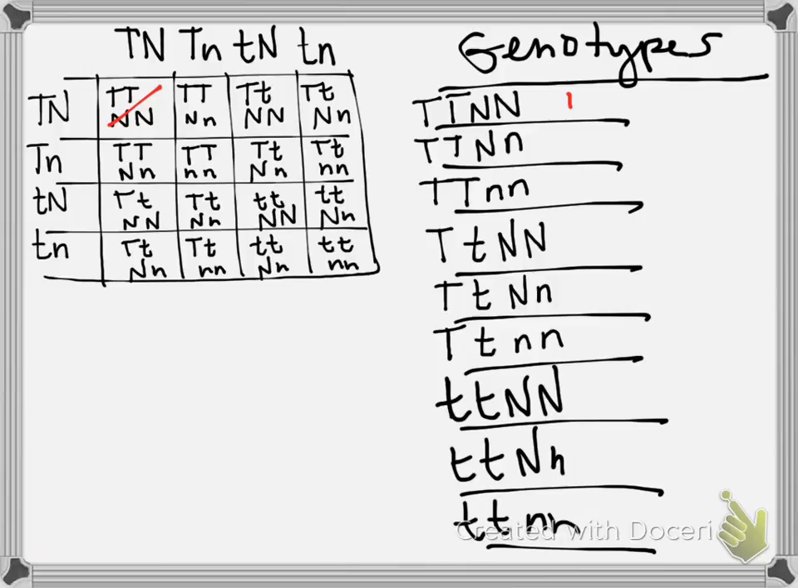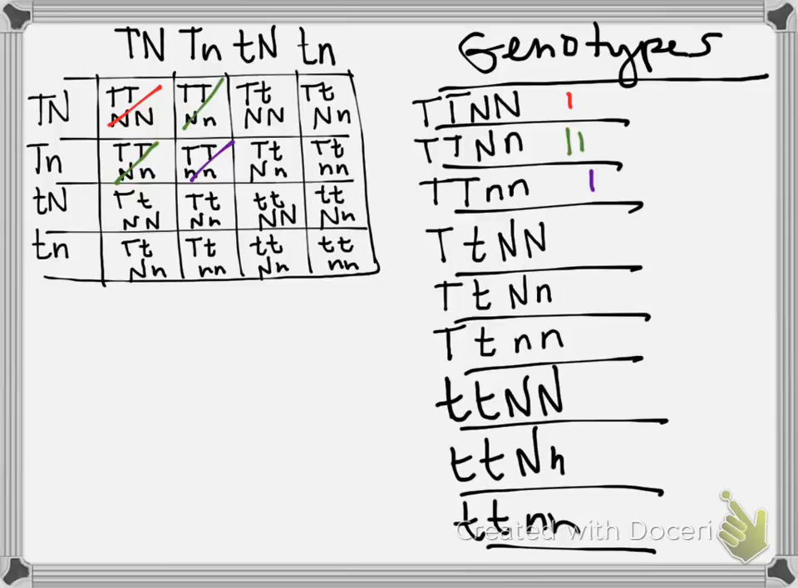Big T, switch colors. 1, 2. Big T, little n. One of those. Okay. So hey, what does that look like? Looks like our 1, 2, 1. Well, let's keep counting.